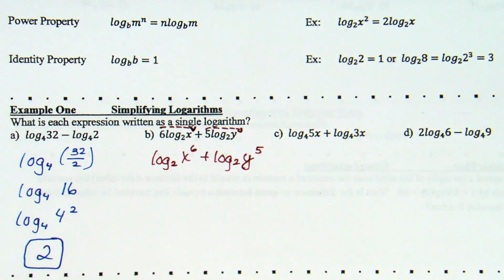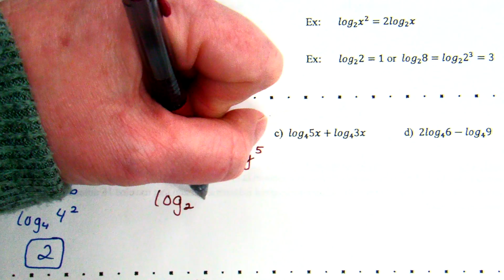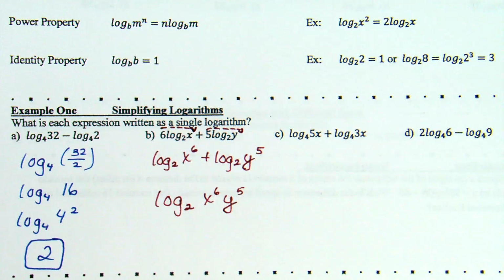Now I can do the product. If two logs are added, it can be rewritten as one log where the insides are multiplied. Now, does it matter if it's a plus or minus? Yes. This is a plus, so it's multiplying.